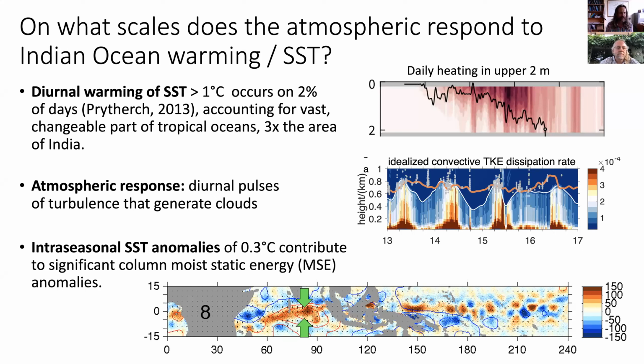And then the second example is of the atmospheric response, that was the ocean responding to the solar cycle. The atmospheric response is that there are diurnal pulses of turbulence that generate clouds. And this has been known over land for a long time, but I'll show you some new observations of this occurring over the ocean.